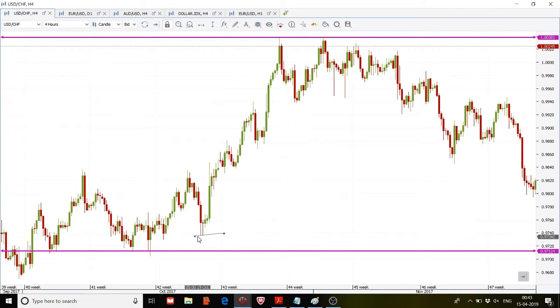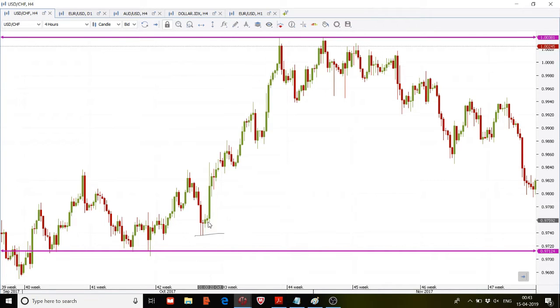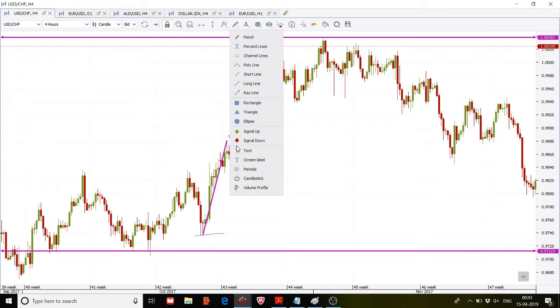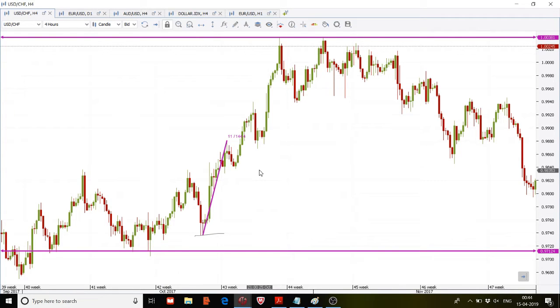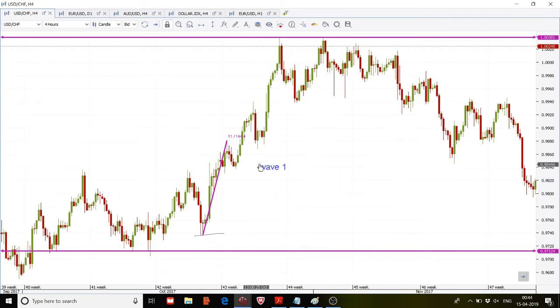I am discussing this in an uptrend. As this swing high is higher, and here it has got the breakout, so easily you can term it as a wave 1. This is the wave 1.